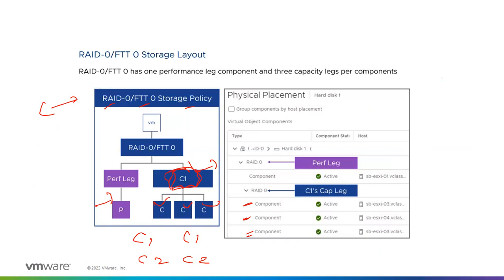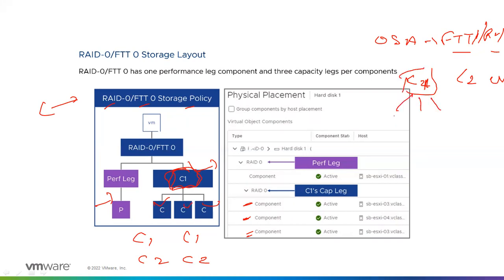See, let me take one example here. If I am taking OSA with FTT1 RAID 1, I will write the data as C1, C2, witness. Correct? Yes, witness. That's your way of writing data. But now here, this C1 itself is further split and divided into 3 places.